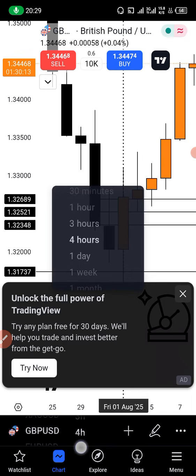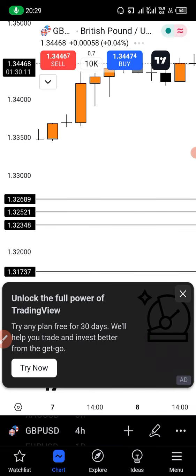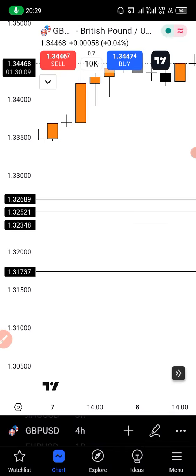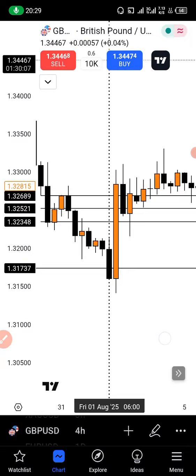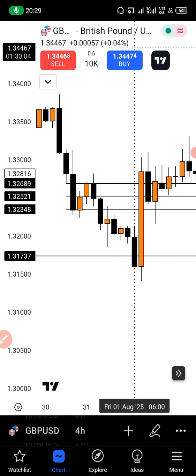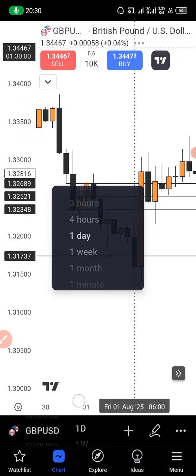But let's see. Let me go back to the forward time frame. Let's see what really happened here. Now this is why I said I do not like using phone for trading because it's quite very stressful.